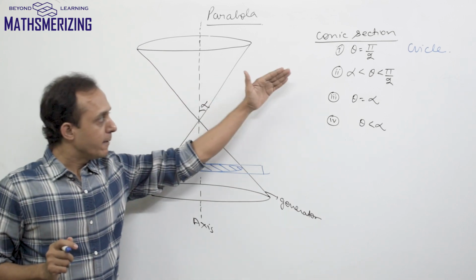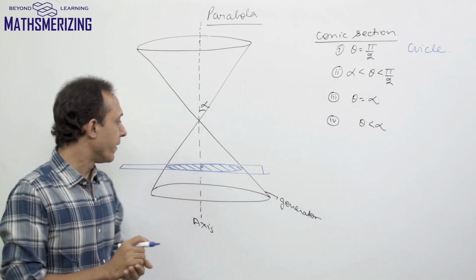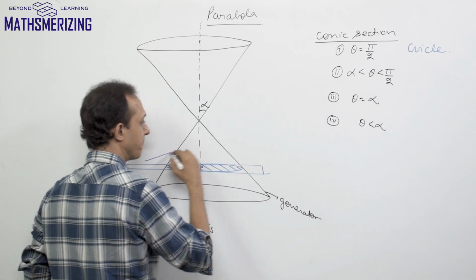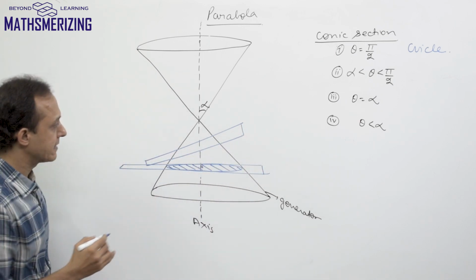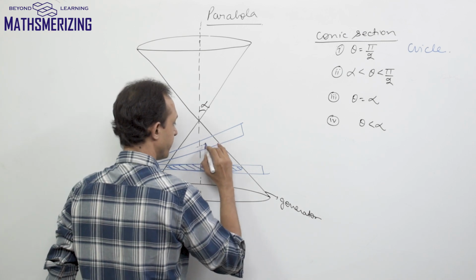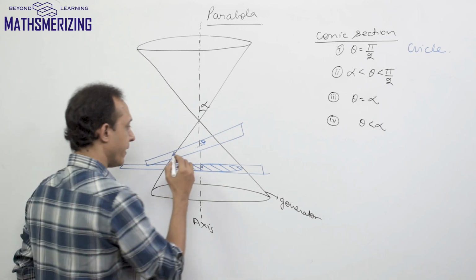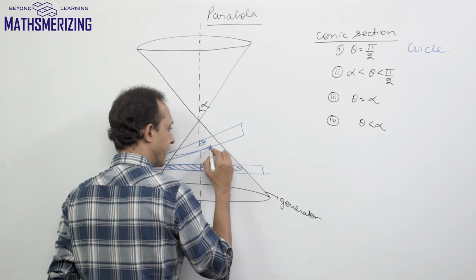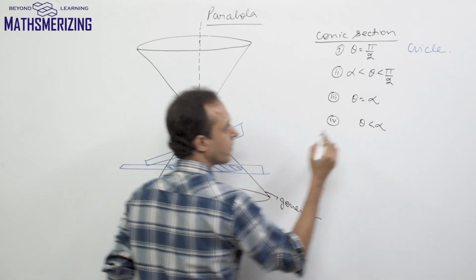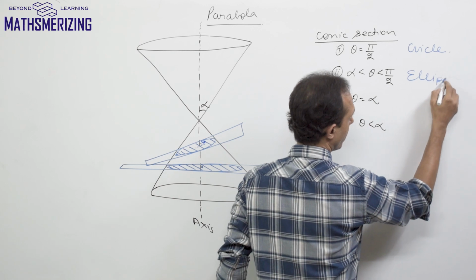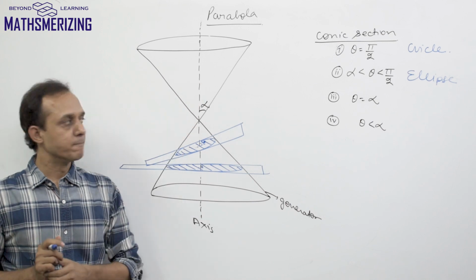Now if we take another plane which makes some angle theta which lies between alpha and pi by 2, suppose I take another plane which makes some angle theta which is greater than alpha but less than pi by 2. In that case, the section that you'll get is an ellipse. So from the intersection of this plane and this double cone, we'll get an ellipse.